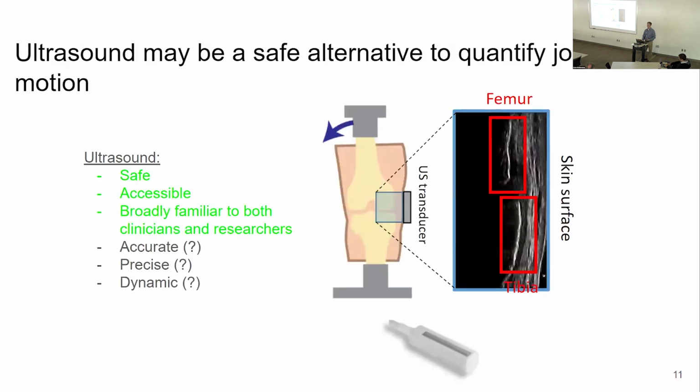So what my research is focused on is ultrasound. Ultrasound may be a safe alternative to quantify joint motion. We know ultrasound is safe, and we know it's accessible and broadly familiar to both clinicians and researchers. So it's pretty translatable, but we don't know if, to measure bone motion, it's accurate, precise, or if we can use it in dynamic tasks.